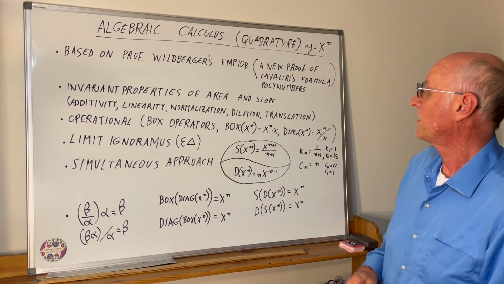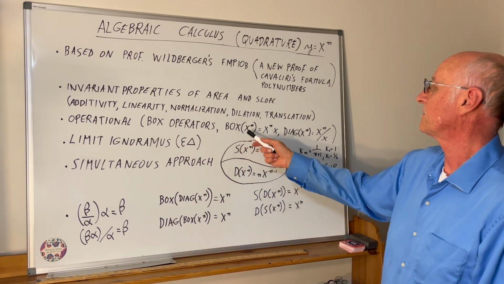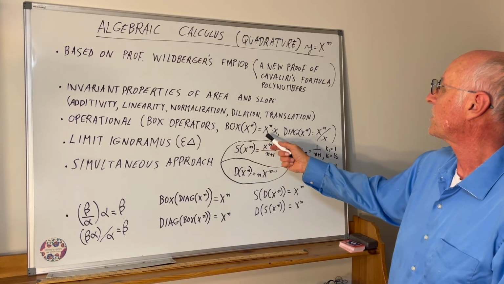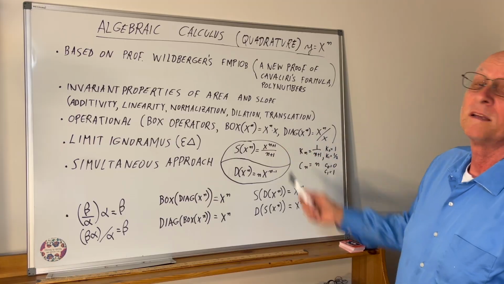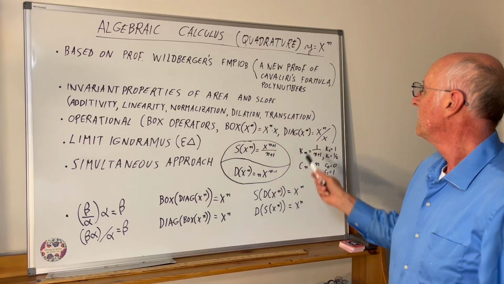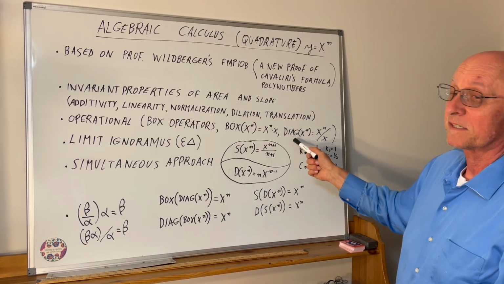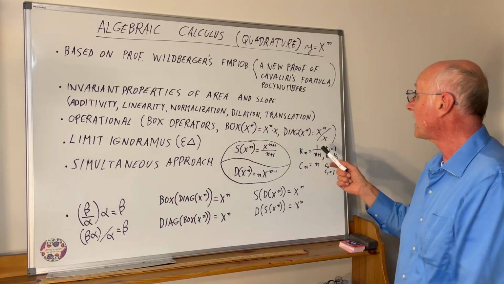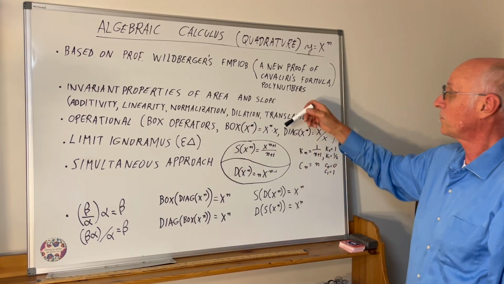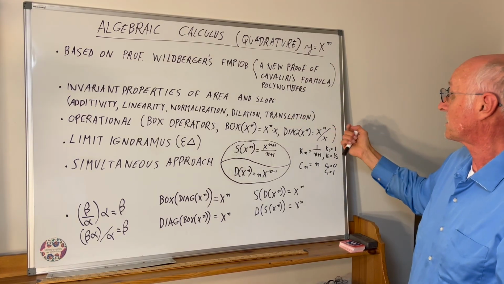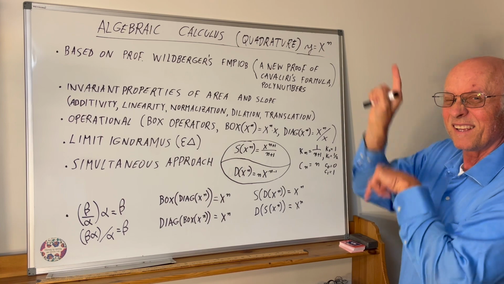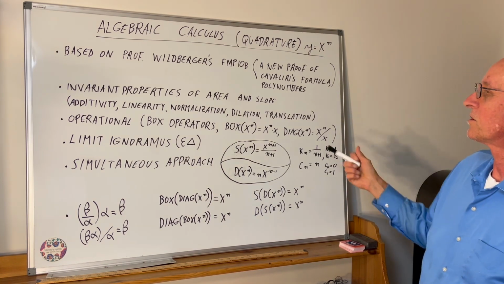And what is that? Well, the box of x to the n is simply x to the n times x, rise times run. That's a box. And the diagonal, the characteristic diagonal, is x to the n divided by x. Notice you increase the power by 1, and here you decrease the power by 1. So they're inverse type relationships.